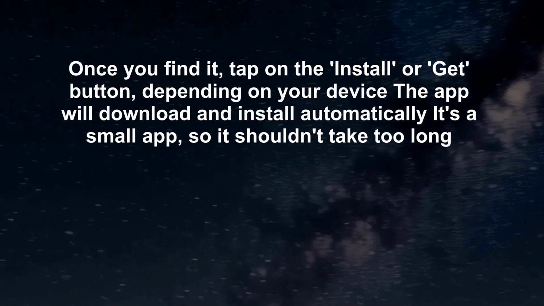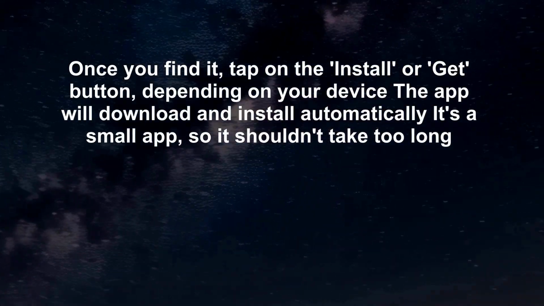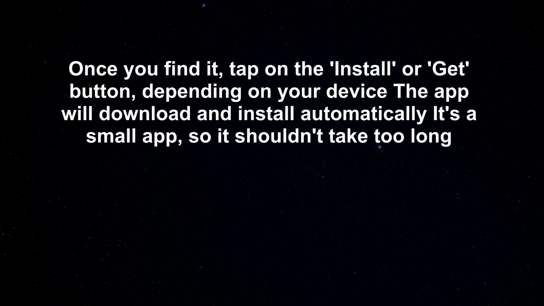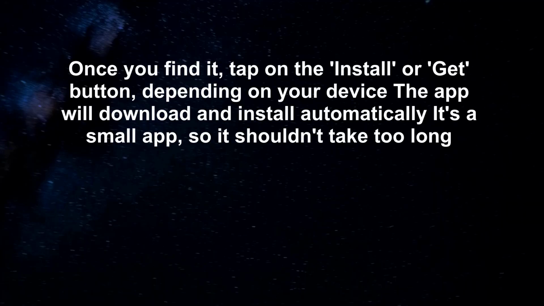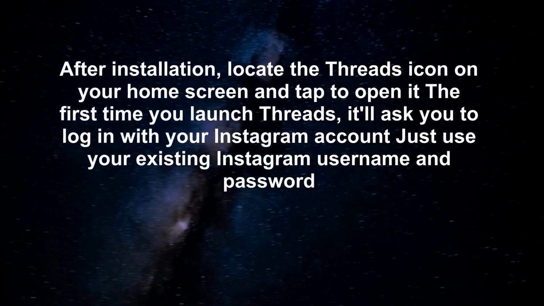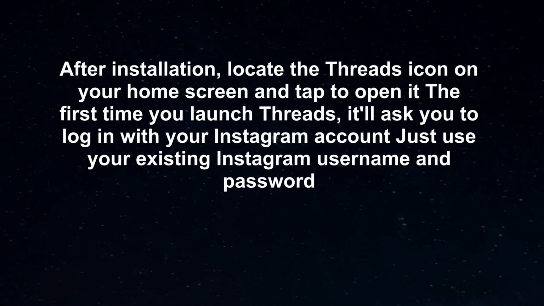Once you find it, tap on the Install or Get button. Depending on your device, the app will download and install automatically. It's a small app, so it shouldn't take too long. After installation, locate the Threads icon on your home screen and tap to open it.